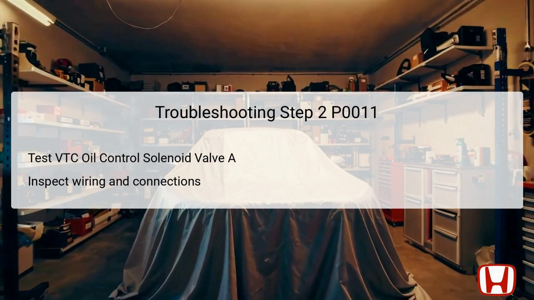Start by testing the solenoid for proper operation using a multimeter to check resistance values against specifications. Additionally, inspect the wiring and connectors for any signs of wear, corrosion, or damage that could impede functionality. If the solenoid fails the test or if issues with the wiring are found, these must be addressed before moving on to inspect the actuator itself. Ensuring the solenoid operates correctly is a fundamental step in ruling out this potential cause of DTC P0011.